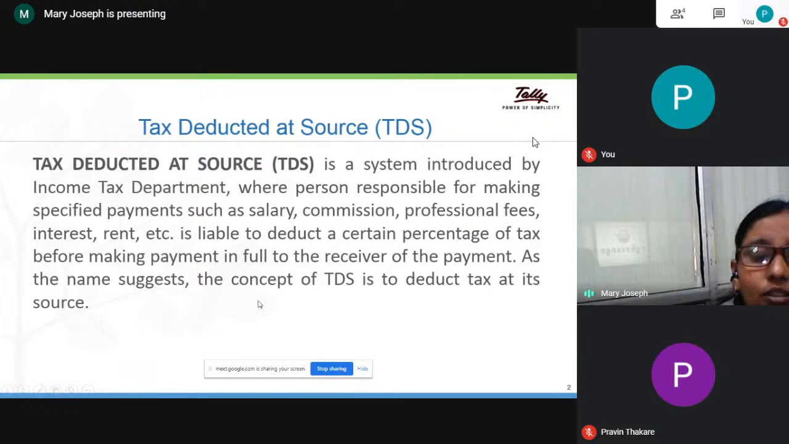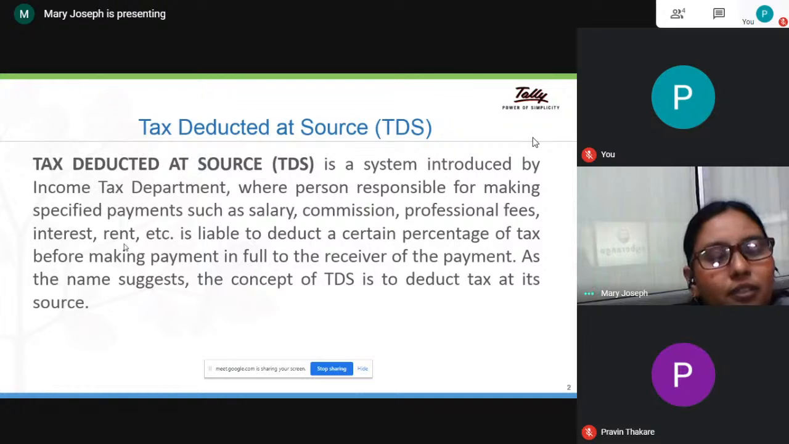As the name suggests, the concept of TDS is to deduct the tax at its source, from where you are getting the income. We are going to deduct from there only. And the rate of the taxes is given by the government. For commission, we have to deduct 5%. For professional services, we have to deduct 10%, interest 5%, and for rent 10%. Different types of tax rates are given by the Income Tax Department.